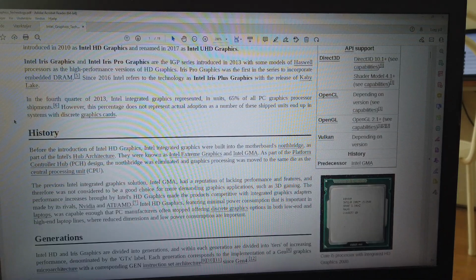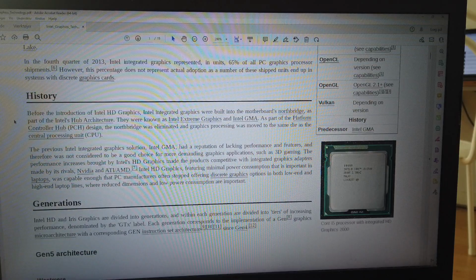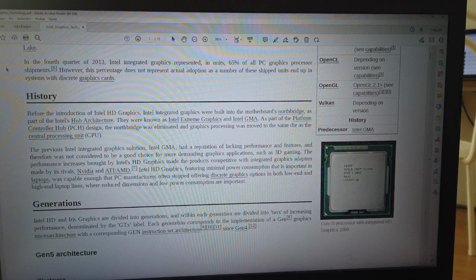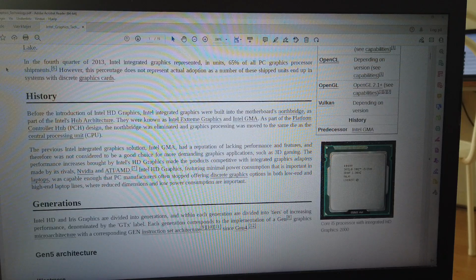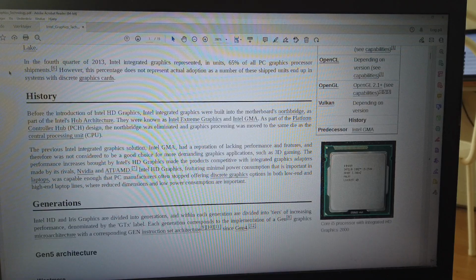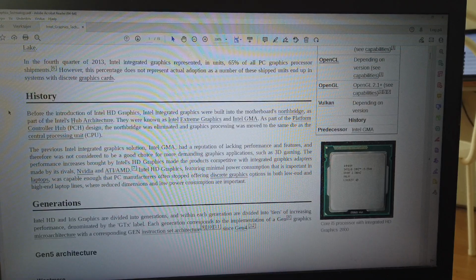In the fourth quarter of 2013, Intel integrated graphics represented, in units, 65% of all PC graphics processor shipments. However, this percentage does not represent actual adoption, as a number of these shipped units end up in systems with discrete graphics cards.